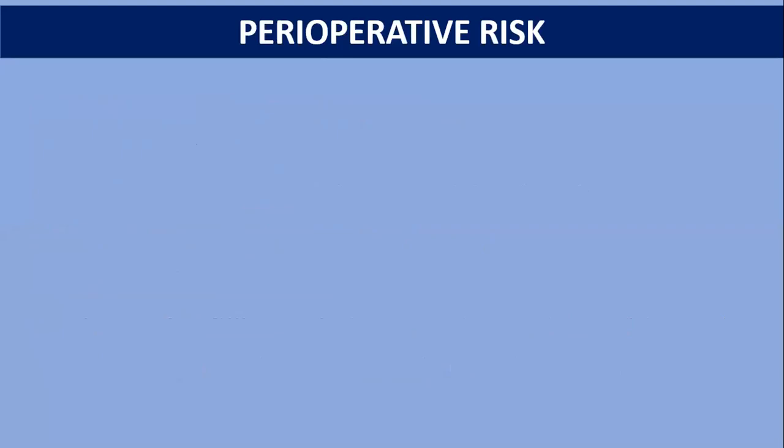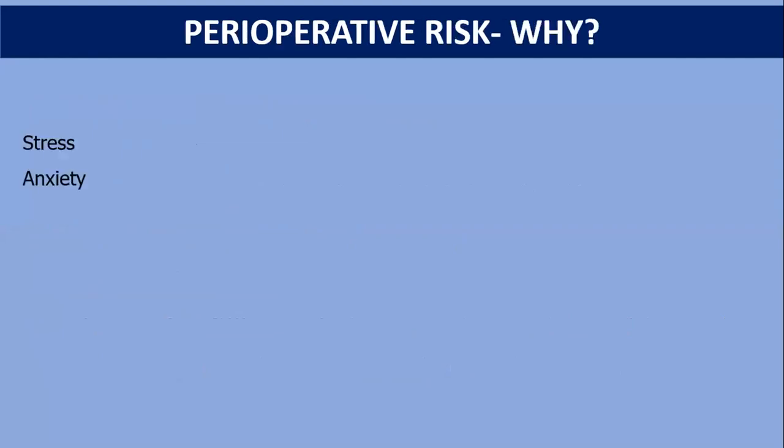So why is there perioperative risk? Why does surgery produce so much risk for the patient? Definitely stress and anxiety. Talking with the patient about the risk and benefit of the procedure, and details about the procedure, may alleviate the stress and anxiety of the patient and may even relieve some cardiac complications. So it is very important.